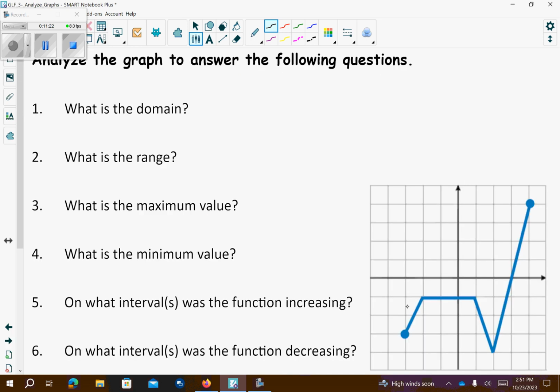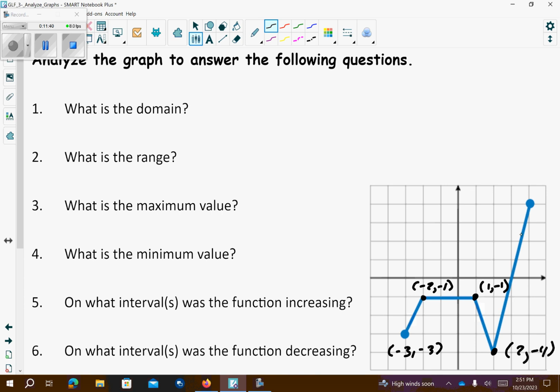Okay, so first thing I want to do is list my points. So (-3, -3). This point here is (-2, -1). This point here is (1, -1). This point down here is (2, -4).